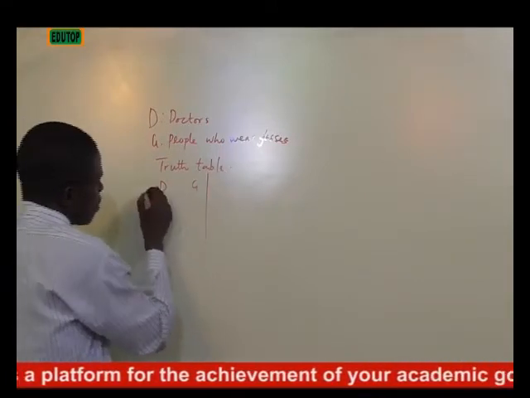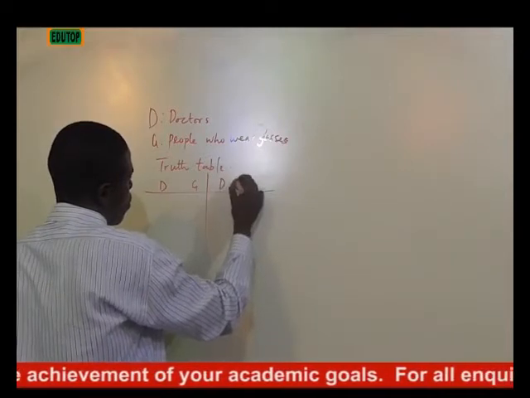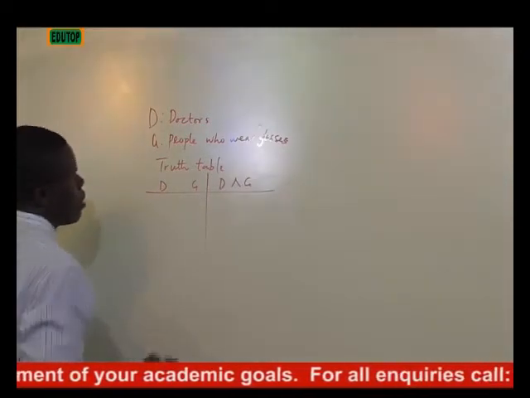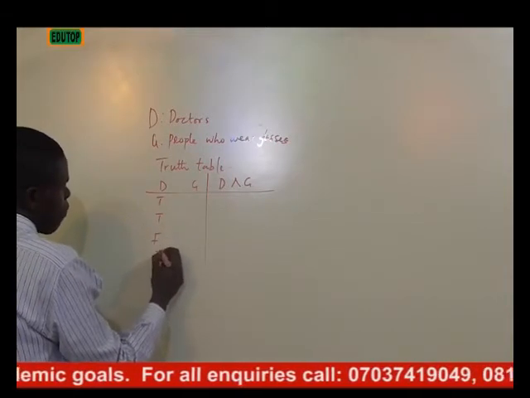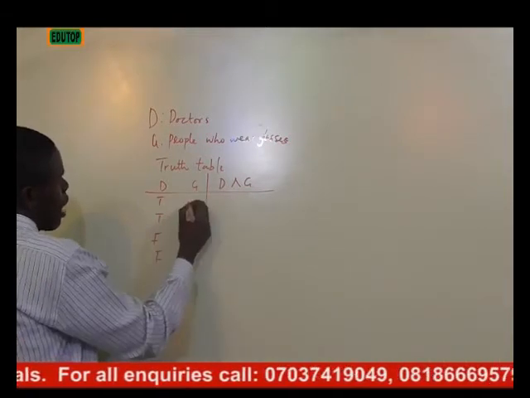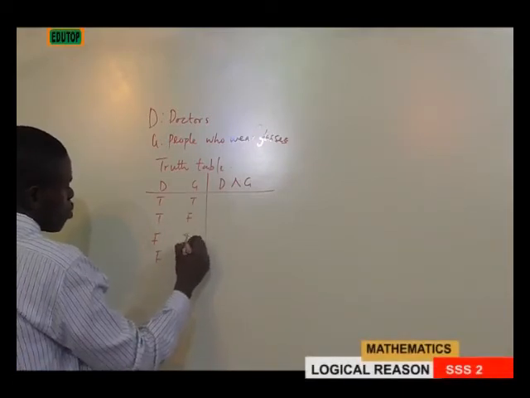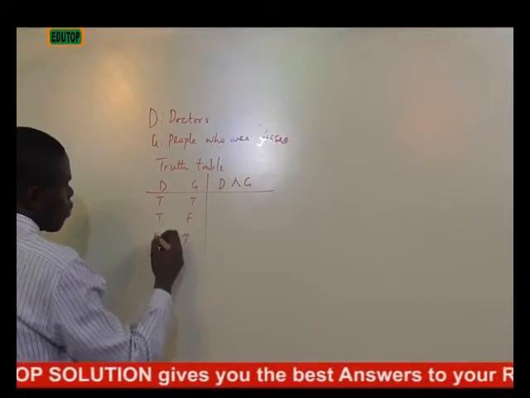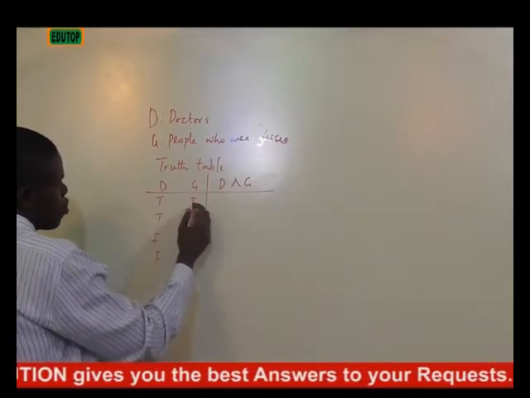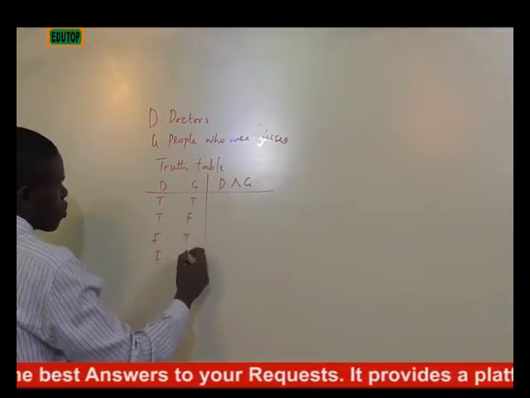Then we can have the conjunction case first. So we have true, true, true; then true, false, false; then false, true, false; and false, false, false.